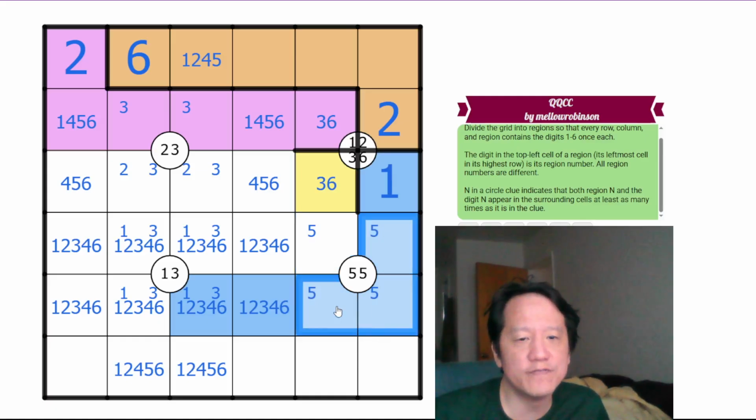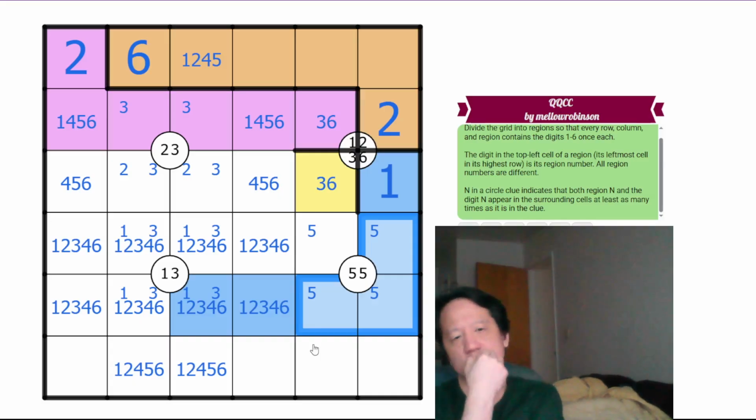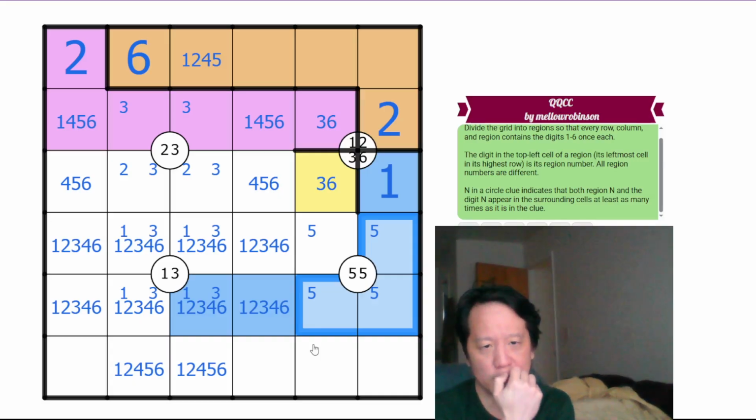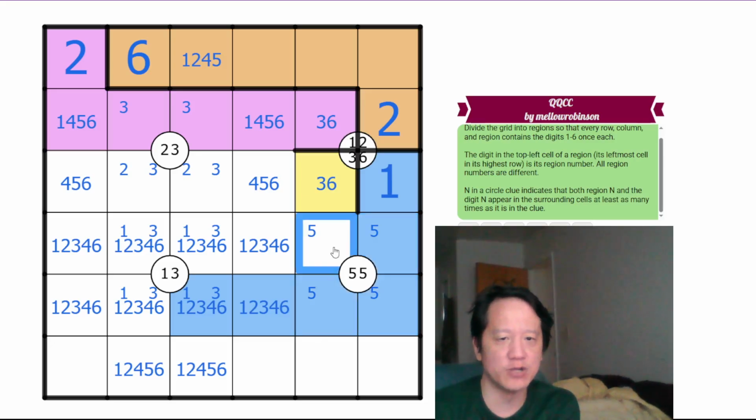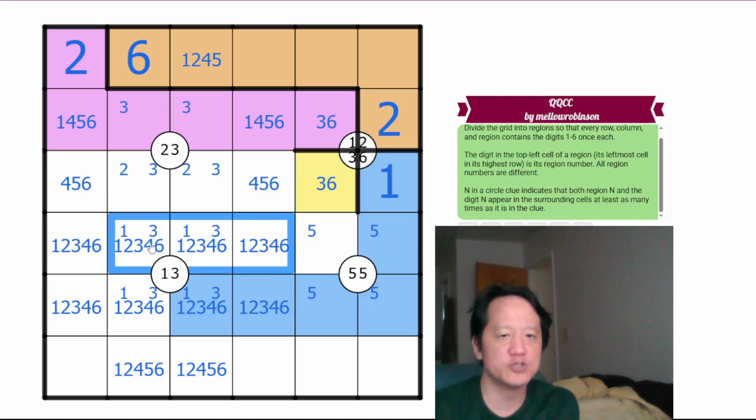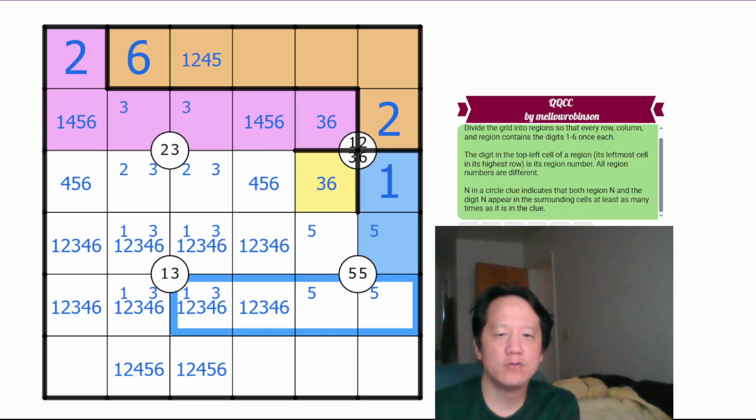There's only 1, 5 available. That doesn't work. That's not going to work because we can't have multiple 5s here. We have to have a 5 here, but then that's supposed to be part of region 5. Oh. Well, it can't go that way then. If we tried going that way, it's not going to work. So that means it has to go this way.